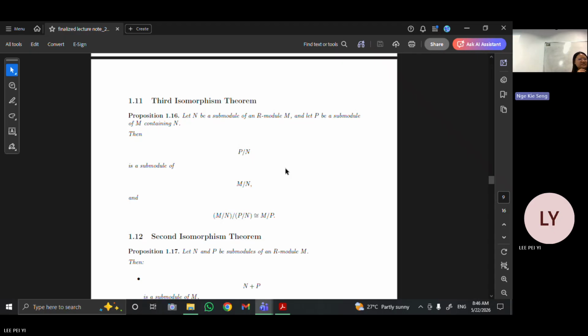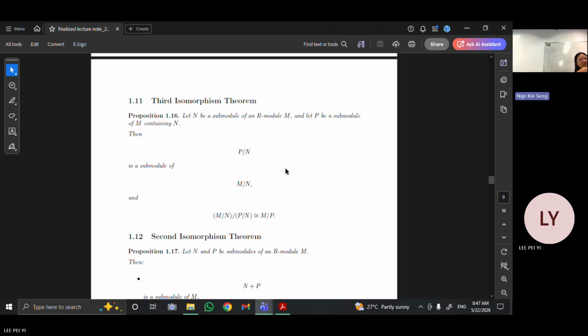So you mean the last sentence? The whole thing. The M mod N, and do the mod again, P mod N. Is it equivalent to M mod P? Yes or no? Yes, because it's a proposition. So you need to prove it. Why is it true?